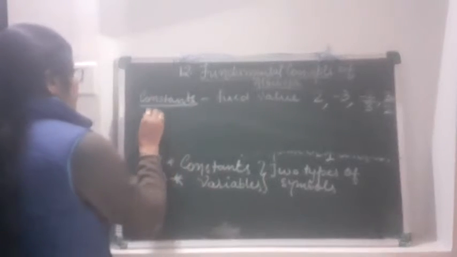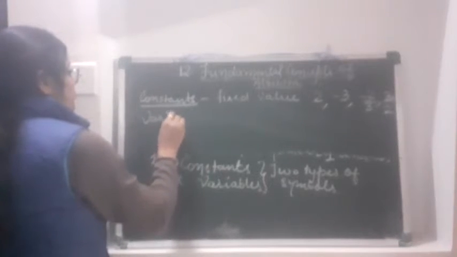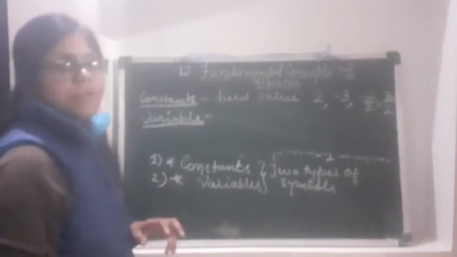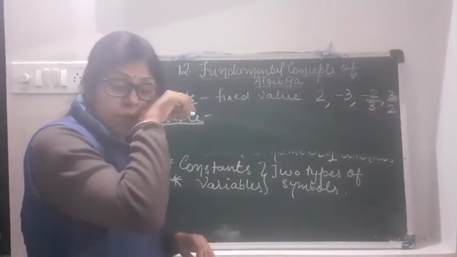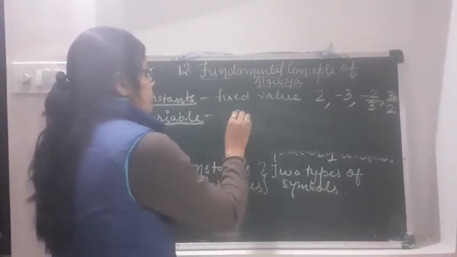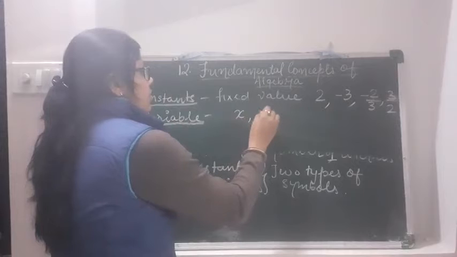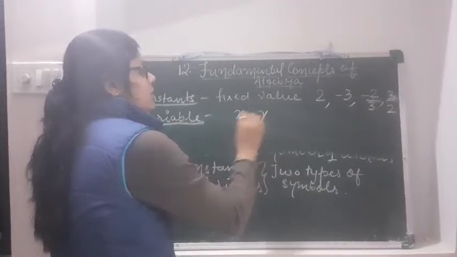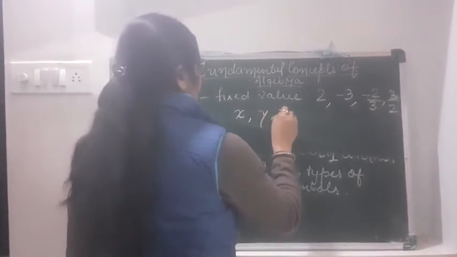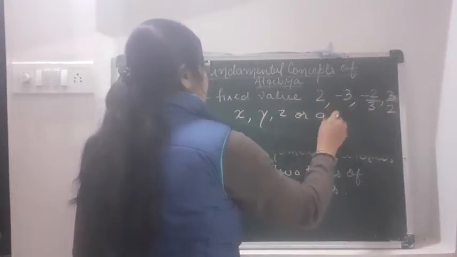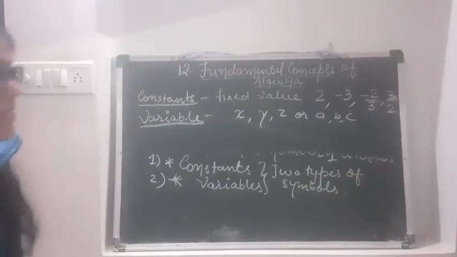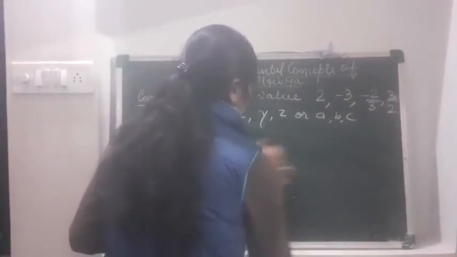Now, when we talk about variables, what do we mean by variable? When literal numbers like x, y, z, or a, b, c are written, these are called variables. Let us take one example to understand it more properly.